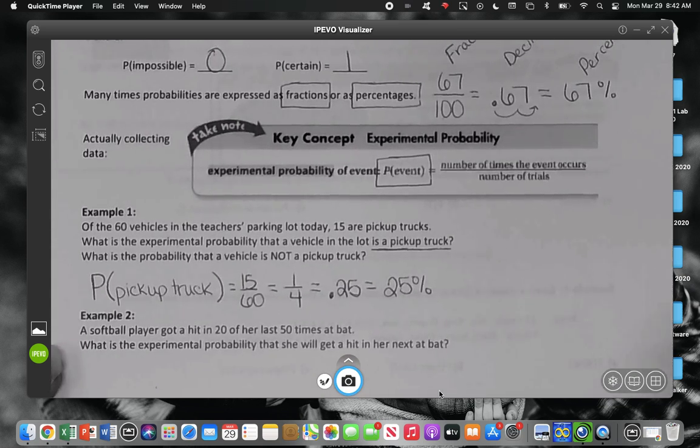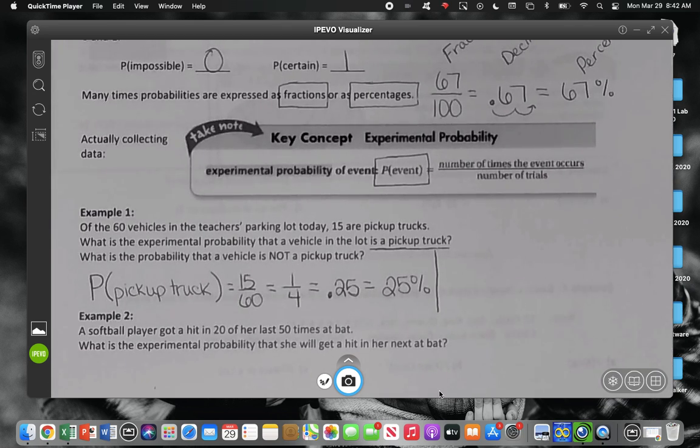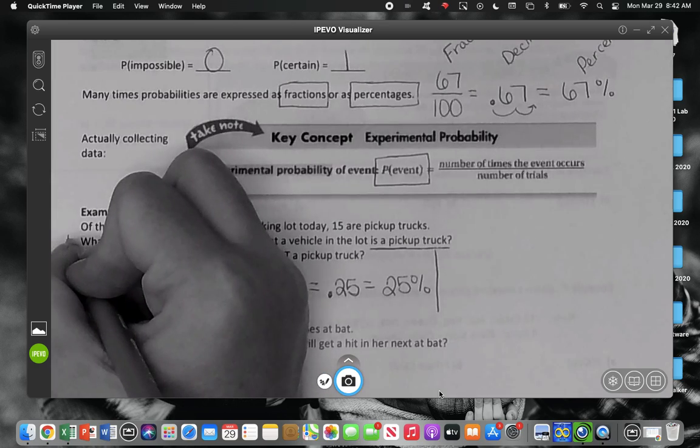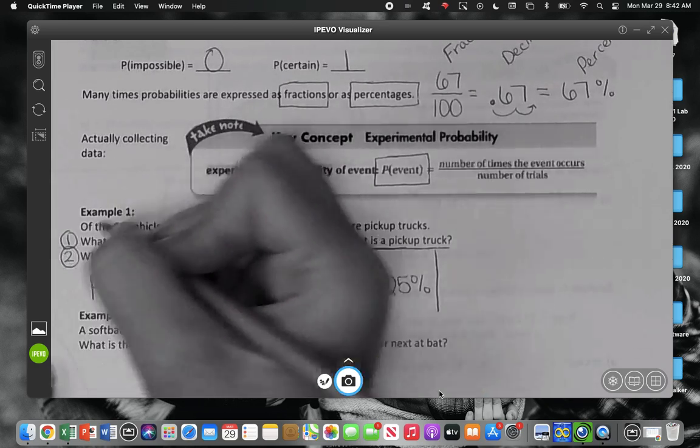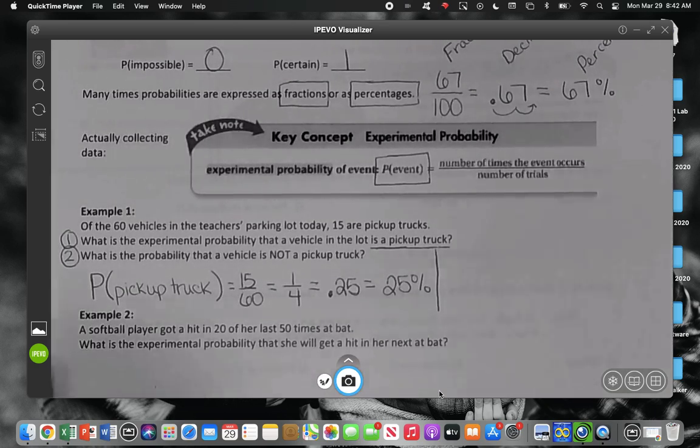All right, now, I don't know if you noticed there was a second question there. So we answered question 1. Now there's a question 2. What's the probability that it's not a pickup truck?